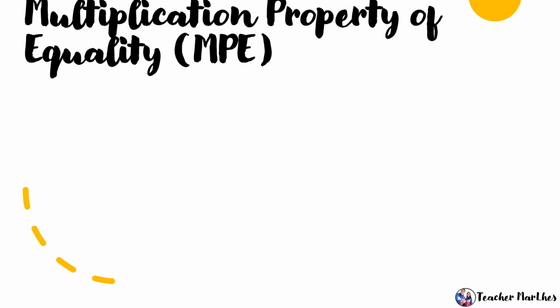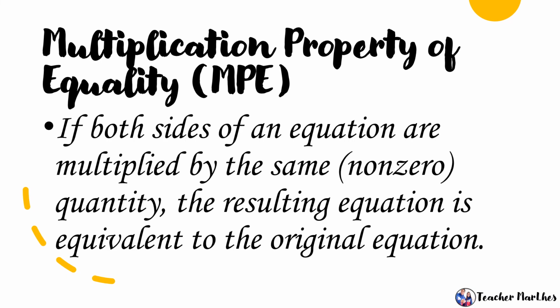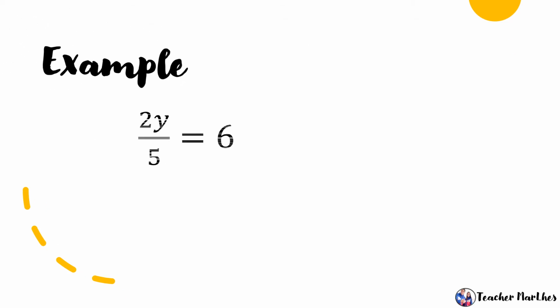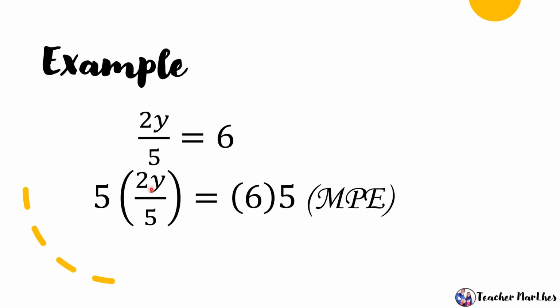The third property is multiplication property of equality. So if both sides of one equation are multiplied by the same quantity, the resulting equation is equivalent to the original equation. Example, 2y over 5 equals 6. So to isolate 2y, we need to multiply 5 to both sides. So 5 times the quantity of 2y over 5 is equal to 6 times 5. So since nag-multiply tayo ng 5 sa left side, mag-multiply din tayo ng 5 sa right side. So we will cancel 5 over 5 because 5 over 5 is equal to 1. So we have 2y equals 30.